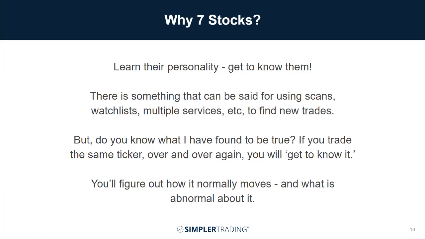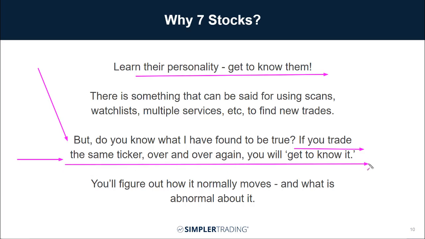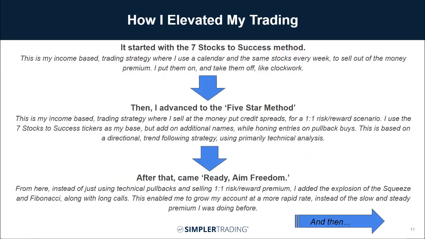Why 7 stocks? This is because every stock, like a person or like a child, they have their own personality. And when you trade the same stock over and over again, you get to know them, you get to learn their personality, and that is how you get even better and you can nail the moves on these tickers. Yes, there's something that can be said for using scans, watch lists, multiple services to find new trades. But you know what? If you only trade the same ones over and over again, you get to know it, how it normally moves, and when it does have an abnormal move, you'll know what to do with it.